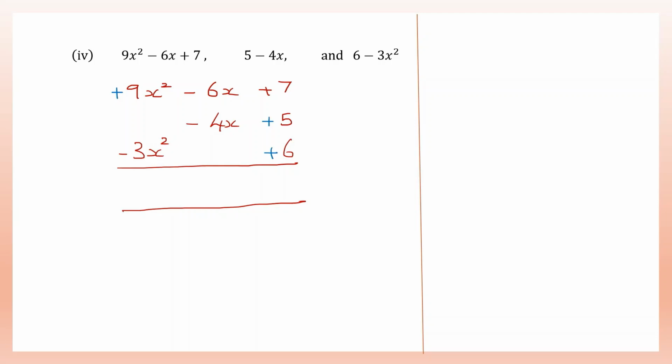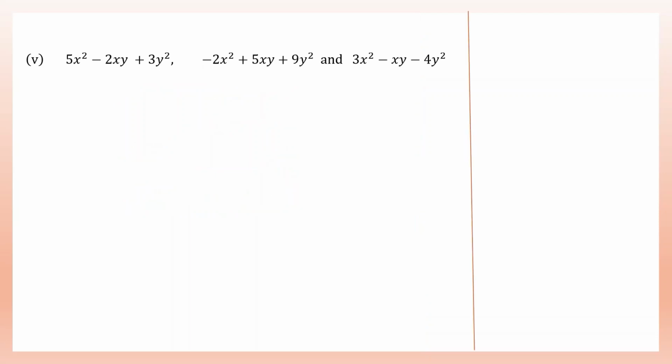Let's work it out now. Now let's work out x square. When signs are different, put the sign of the bigger number and subtract. 9 minus 3 is 6x square. Next column. When signs are the same, put the same sign and add. 6 plus 4 is 10x. Here the signs are all the same, so put the same sign and add. 7 plus 5 is 12. 12 plus 6 is 18. So we've got our answer.